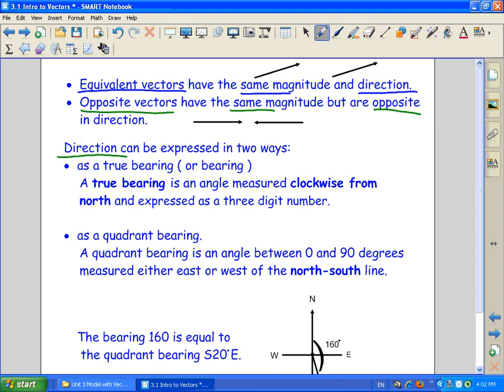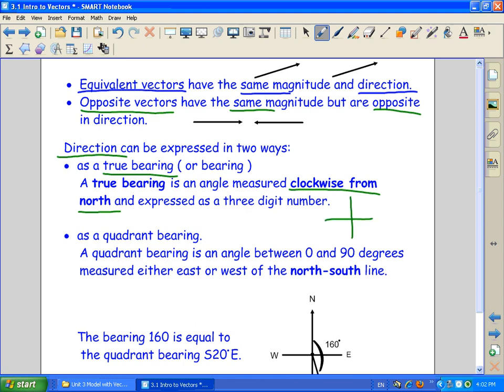Hopefully from trigonometry you remember how to do some of these, but otherwise we'll discuss two different ways to do direction. The first one is what we call a bearing, or true bearing. Okay, and that's the angle measured clockwise from north and expressed as a 3-digit number.